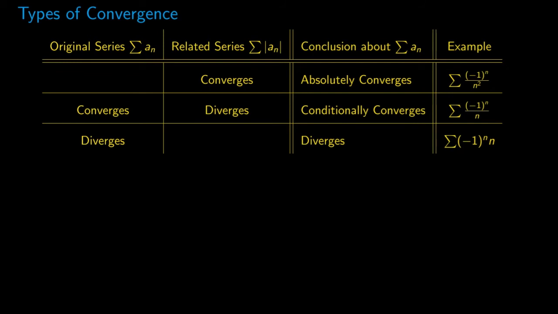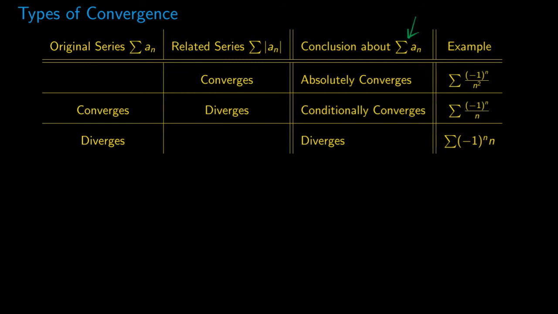Now we can consider this table, which is just another visualization of the same process. Here in the left column we have our original series, if it's convergent or divergent. In the second column we have the related series, if it's convergent or divergent. In the third column we have the conclusion about the original series. Be careful and note that this is about the original series, not the new related one. And then on the right hand side we'll have some examples that we can work.